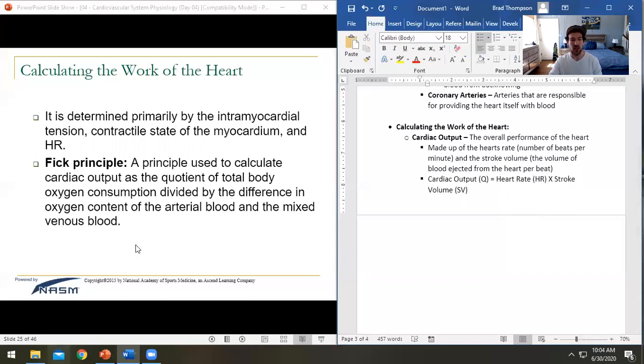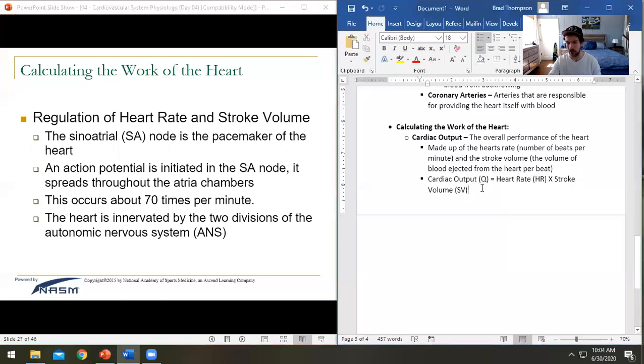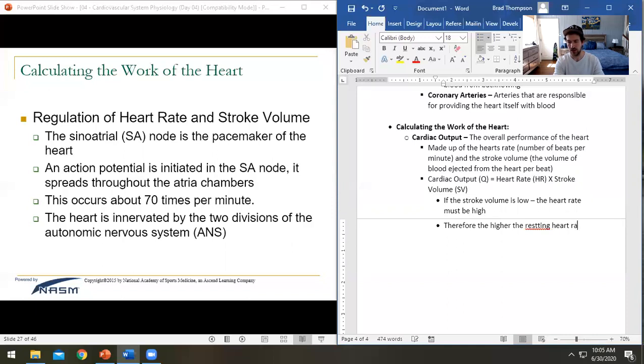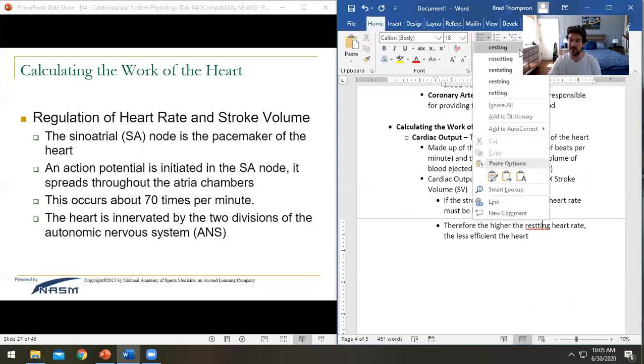And the Fick principle is a principle that is used to calculate your cardiac output as the quotient of total body oxygen consumption divided by the difference in oxygen content in arterial blood. And what it states is that if your stroke volume is low, your heart rate must be high. That's basically the Fick principle in a nutshell, right? So if the stroke volume is low, the heart rate must be high, right? So therefore, the higher the resting heart rate, the less efficient the heart. Okay, that's what the Fick principle is basically saying in a nutshell.